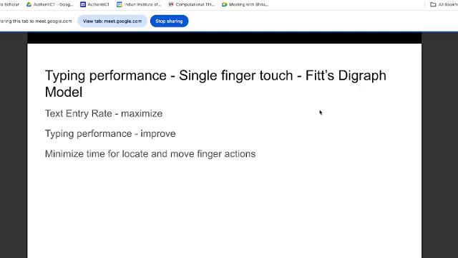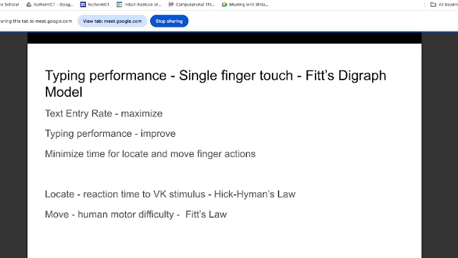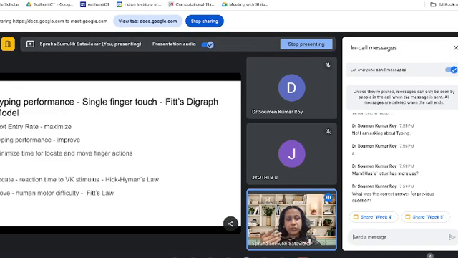For single finger touch operations, the actions we do are locate and move. Locate: we have to figure out the location of the next key to press, considering all the keys presented on the keyboard layout, the virtual keyboard (VK). Selecting one of those is a choice reaction, which can be modeled with Hick's law as we have previously studied. Then the move operation: first we locate the next key we want to press, and then we move our pointer. Moving happens with Fitts' law. So we model this typing performance as a combination of Hick's law and Fitts' law.